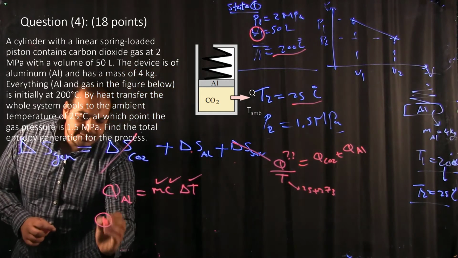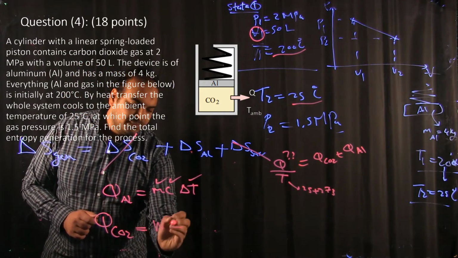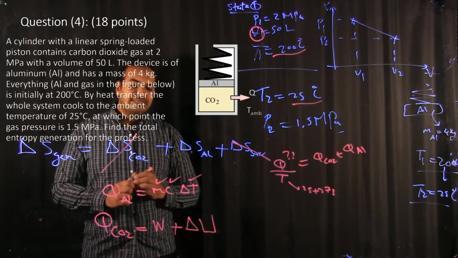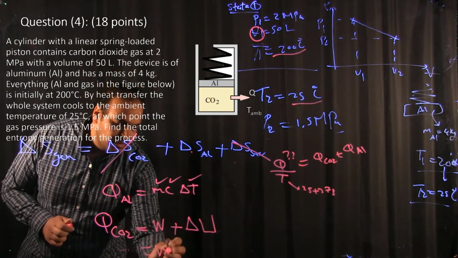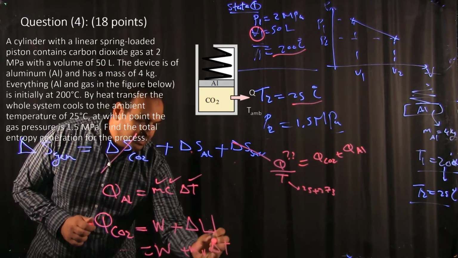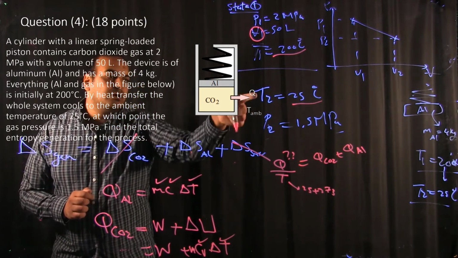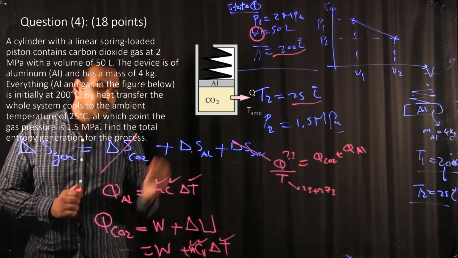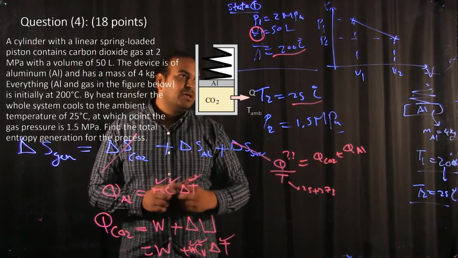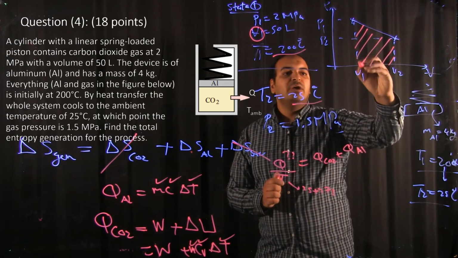The Q CO2, according to the first law of thermodynamics, is equal to W plus delta U. Q minus W equal delta U. This is gas, so we can say just W plus M CV delta T. So we have CV carbon dioxide, delta T carbon dioxide. We have the mass, we got it already from the ideal gas law. We need the work. This is the hardest part.